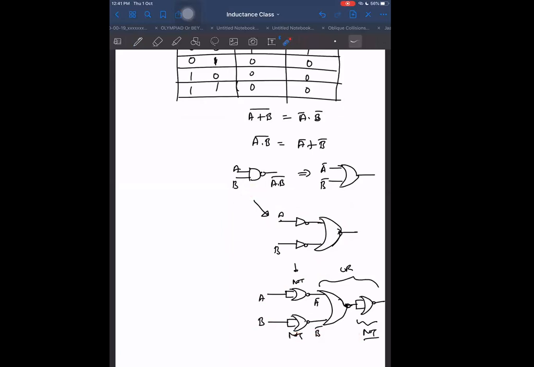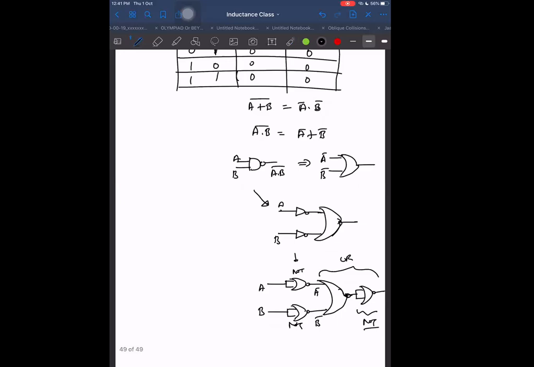So all the gates can be obtained using just which gates? NAND and NOR. Yes, exactly right. NAND and NOR. All the gates can be obtained using just NAND and NOR.